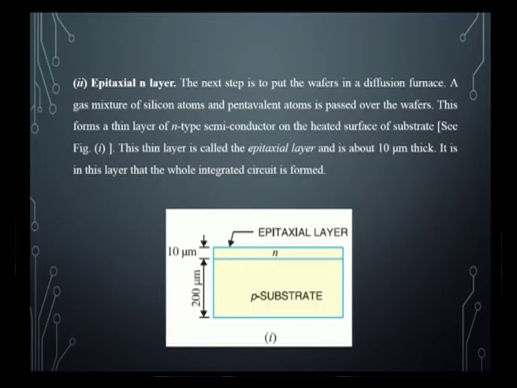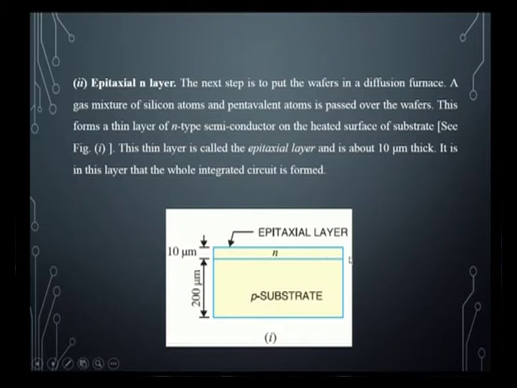The next step is the epitaxial N layer. This is important: how are we going to form the N layer on top of the P substrate? We put this P substrate into a diffusion furnace where a gas mixture of silicon atoms and pentavalent atoms is passed over the wafer. This forms a thin layer of N-type semiconductor on the P substrate.